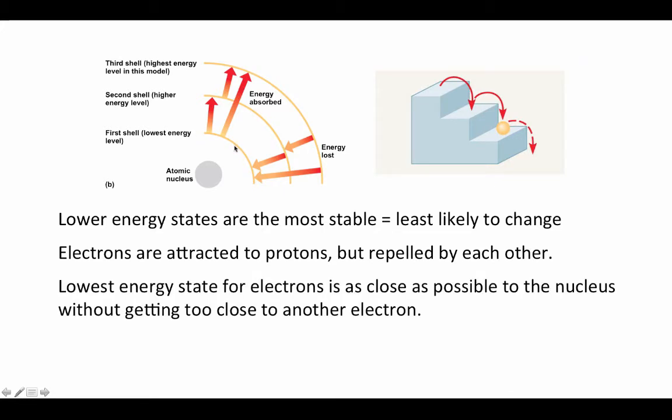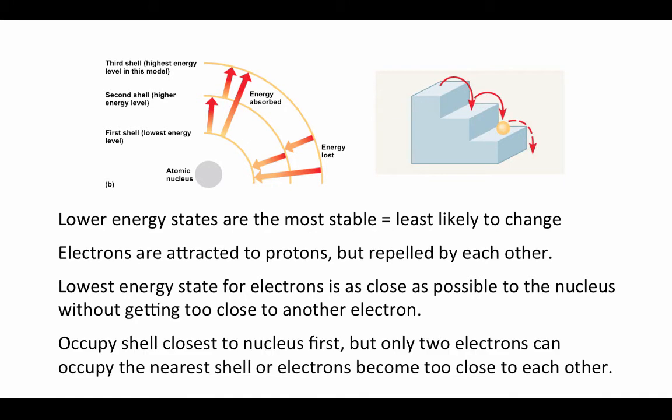So the lowest energy state for electrons is to be as close as possible to the nucleus without getting too close to other electrons. This is going to be the most stable state. Because of this, electrons are going to tend to occupy the shell closest to the nucleus first, but only 2 electrons can occupy that nearest shell before the electrons start to repel each other and become too close together, causing a higher energy state or a less stable state.